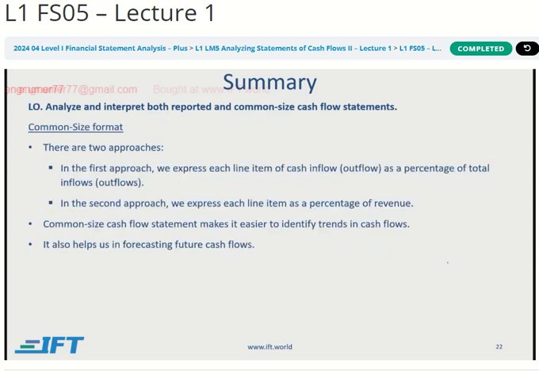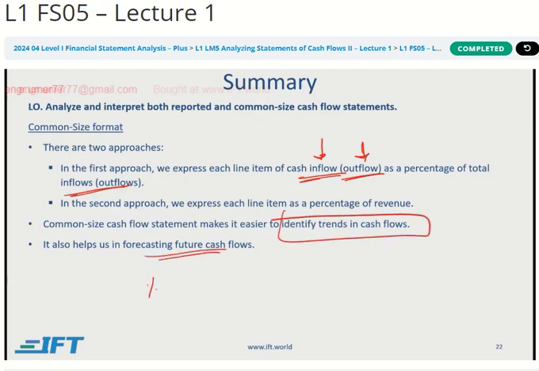And how do we go about doing this? For the sources and uses, you take the entire inflows and see as a percentage of inflows, and you take the entire outflows and see as a percentage of outflows. So you understand where it's coming from and where it's going. Which is the major source of inflow and which is the major source of outflow. And this is good for identifying trends. But if you want to do the projections, definitely the other method, which is percentage of revenue, is very useful.